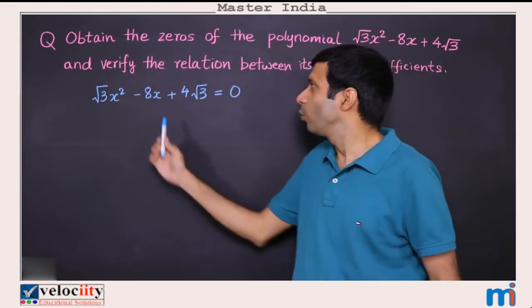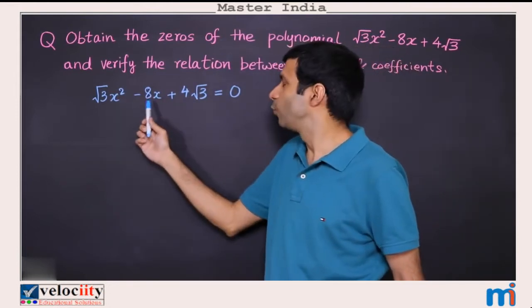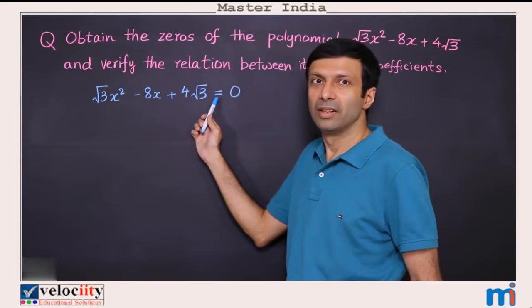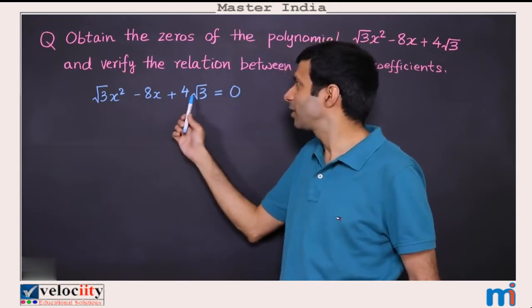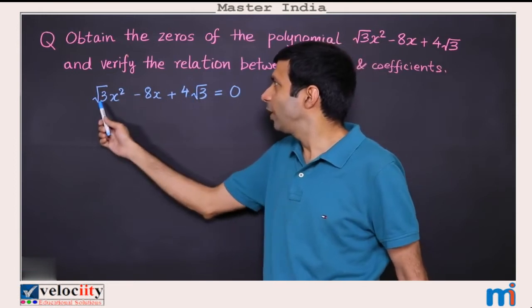Okay, and now we can use middle term breaking to factorize this polynomial. So can you see that the sum is going to be -8 and the product is going to be 4√3 into √3?